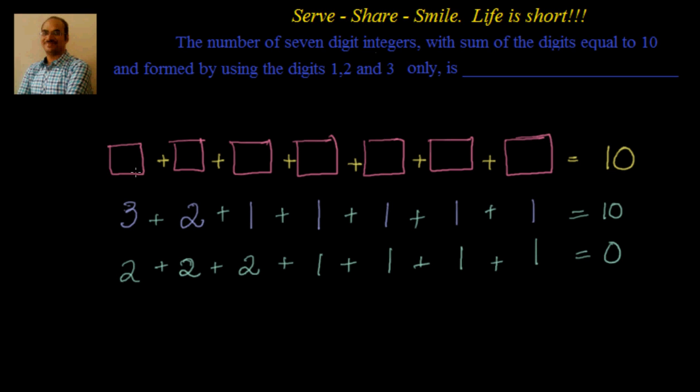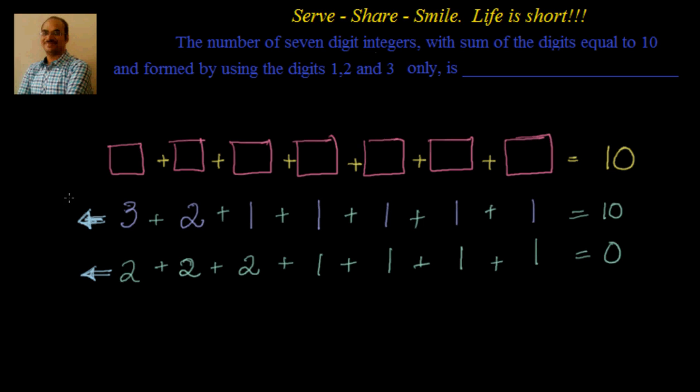When I go for 2 3's, I have 4 1's left out. This is the only combination which is valid, because if I go for 2 2's, I have 5 boxes to fill with 6. There is no other way I can do that other than 3 2's and 4 1's. So these are the possible scenarios. Then how many integers, 7-digit integers, can we have from these two combinations? Let's look at that.